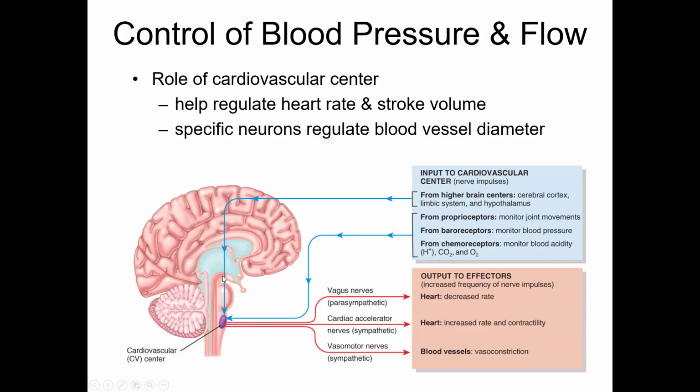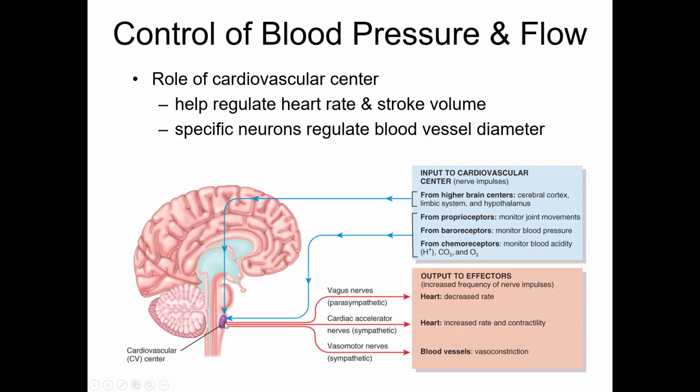All these nerve impulses will make the cardiovascular center send nerve impulses to the cardiac accelerator nerves, where we have increased heart rate and contractility, therefore increased cardiac output.